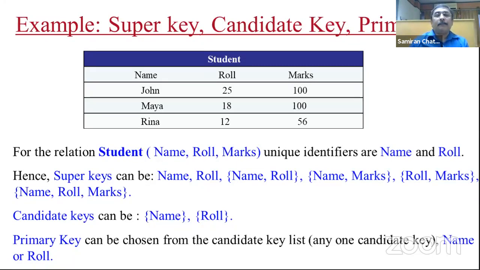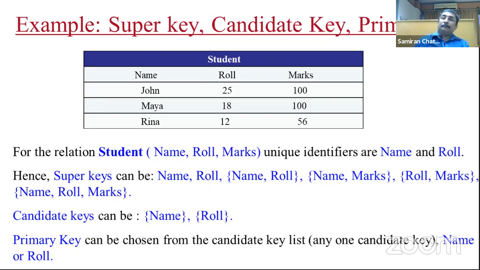The moment I say that, combine name and roll. If name is John and roll is 25, do I have two tuples, two rows in this table? No, I have a unique row. So therefore, name and roll together is also a unique identifier. Similarly, name and marks together is also a unique identifier. Even roll and marks is also a combined unique identifier. Take three of them together, name, roll, marks. That is also a unique identifier.